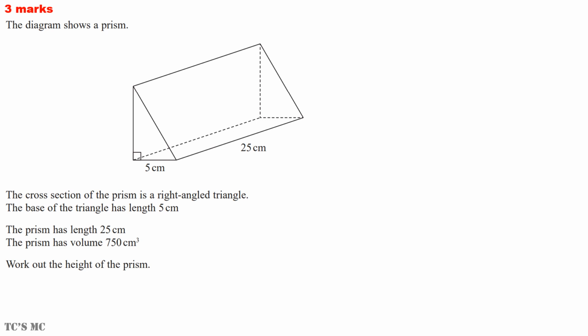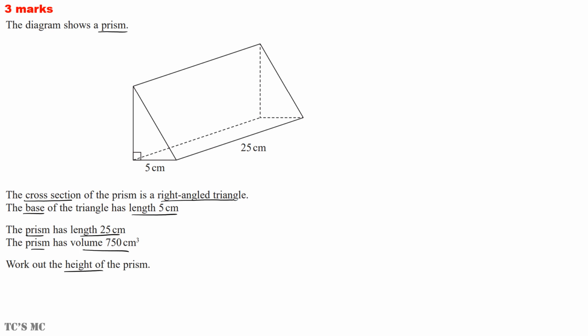The diagram shows a prism. The cross-section of the prism is a right-angled triangle. The base of the triangle has length 5 centimeters. The prism has length 25 centimeters. The prism has a volume of 750 cubic centimeters. Work out the height of the prism.